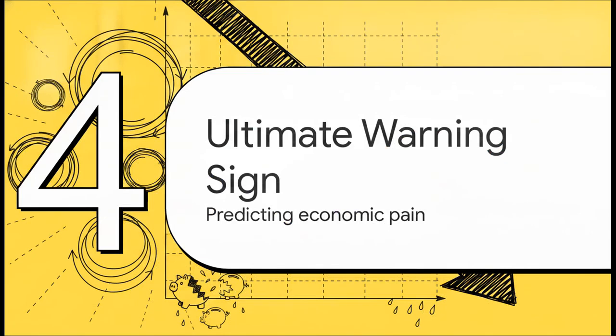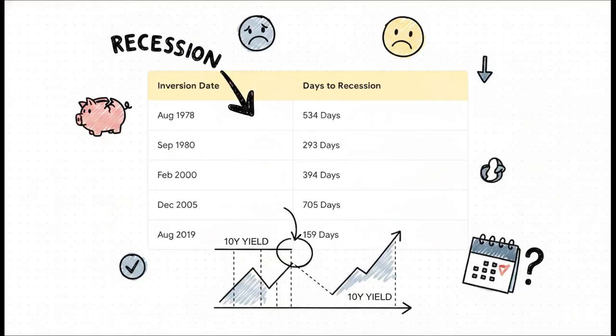Section 4. The ultimate warning sign. We know what an inversion is, but let's look at the historical proof to see just how accurate this warning sign really is. Tracking the spread between the 10-year and 2-year Treasury yields is absolutely fascinating. Every single one of the 6 major recessions since 1976 was preceded by this spread turning negative, or inverting.